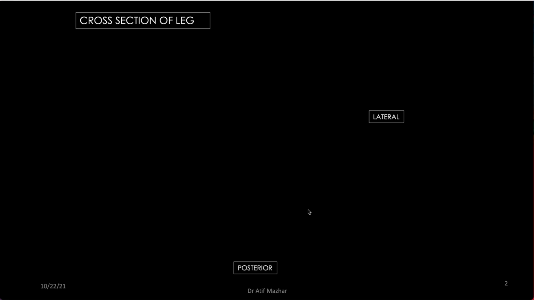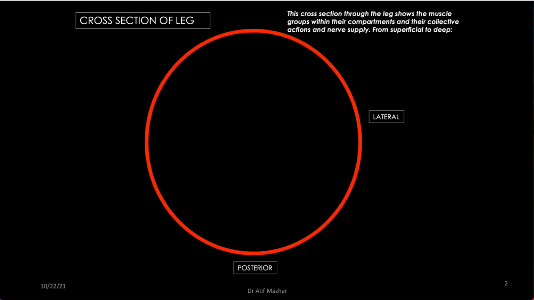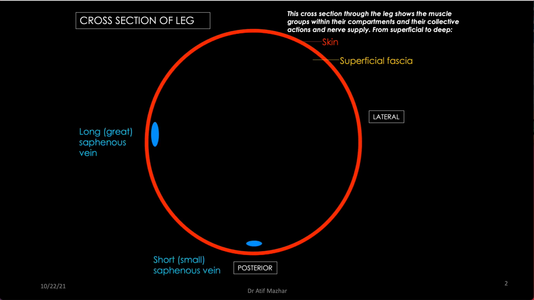This section is taken through the mid part of my leg, and this red circle is indicative of the skin. Under the skin we have the superficial fascia, which always contains a membranous and a fatty layer. Within this superficial fascia we have embedded the superficial veins, and medially located you can see this vein. This is my long saphenous vein, and posteriorly we have the short or the small saphenous vein.